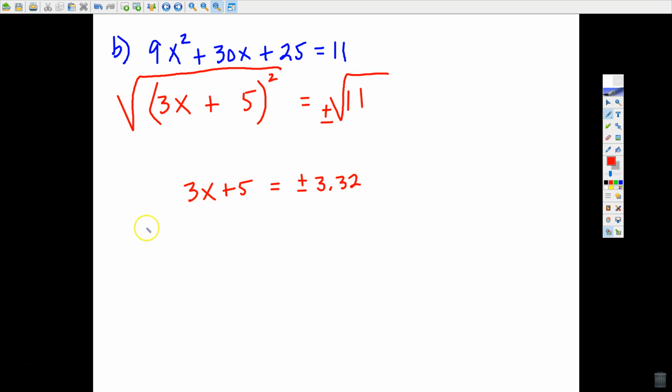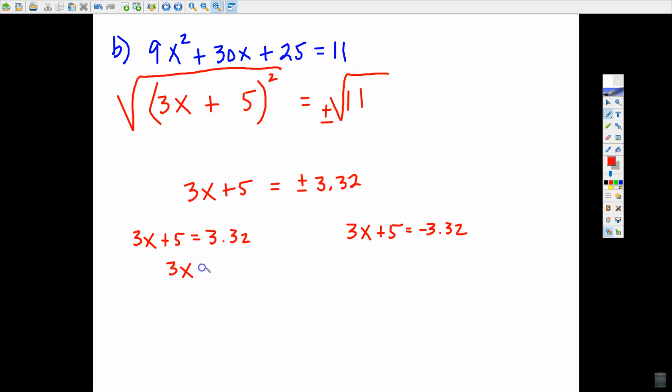Okay, so our two solutions, if you have to break it up into two equations, that is great. One of our solutions will come out of this equation, and the other solution will come out of the negative number equation. Okay, so you can grab your calculator. This is going to be two steps. We need to subtract 5 first. So 3.32 minus 5.